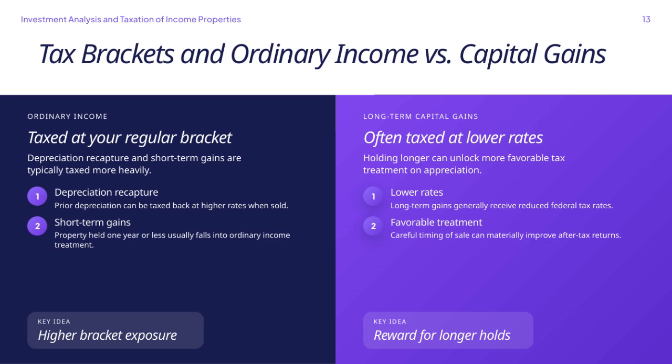On the other hand, holding onto a property for more than a year can unlock long-term capital gains treatment. Long-term capital gains are generally taxed at lower federal rates, providing a more favorable tax environment. This is a key strategy because timing the sale of your investment properly can significantly improve your after-tax returns. In essence, the longer you hold the property, the greater the potential tax benefit, rewarding patience and strategic planning. Understanding these differences is crucial for maximizing your investment income.